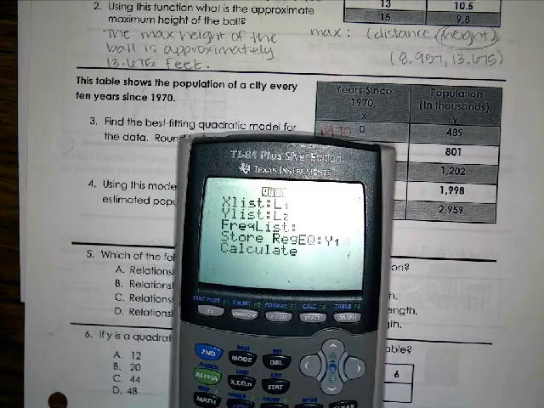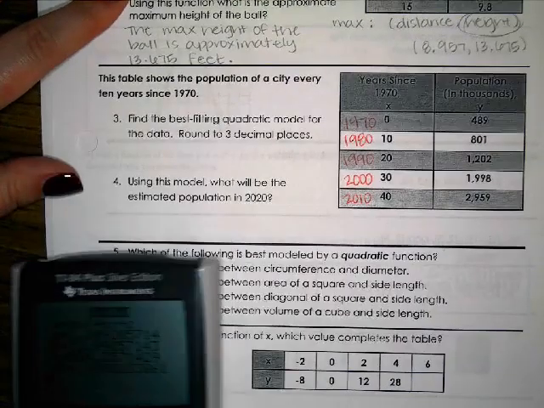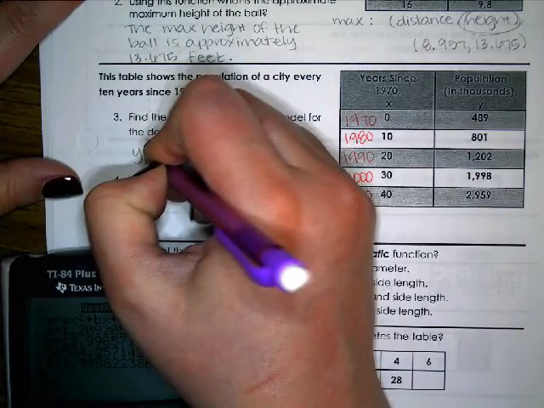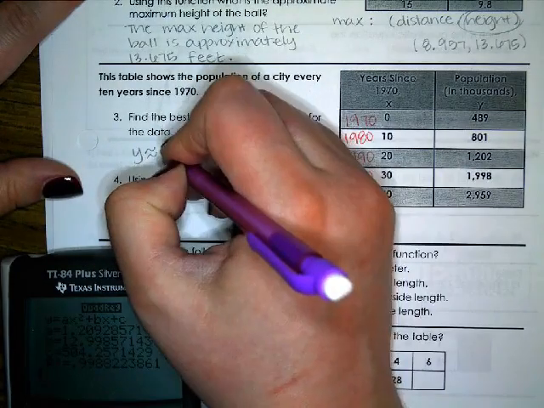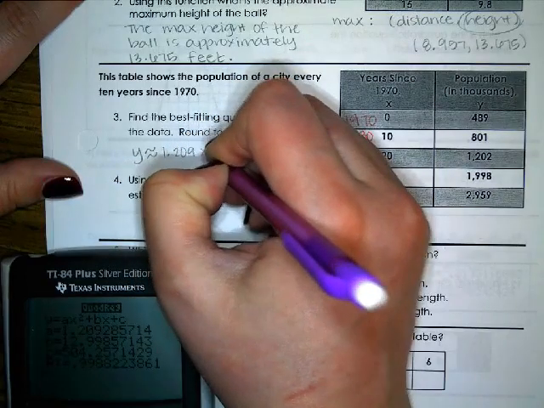So y is approximately 1.209 x squared plus 12.99. The 8 is followed by a 5, so I'm going to round that up.